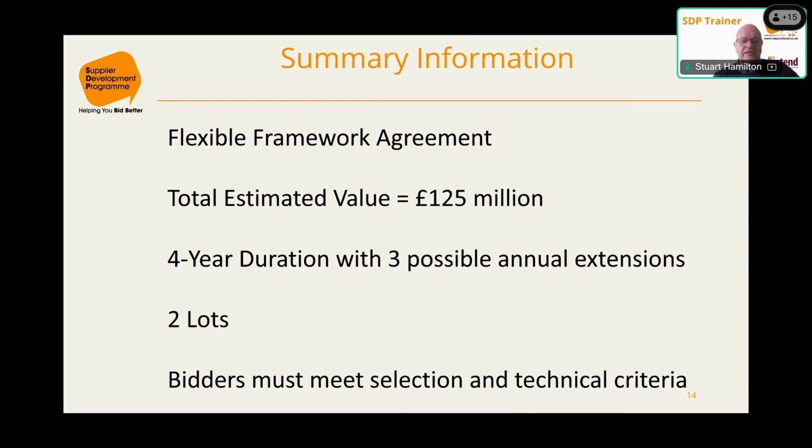But as we saw, the total estimated value is 125 million, 4-year period, 3 possible annual extensions, broken into 2 lots, and you must meet all the selection and technical criteria which are clearly explained in the contract notice and that you see in the tender process as we go through. So if you don't meet these selection and technical criteria, you may want to bid in the future.